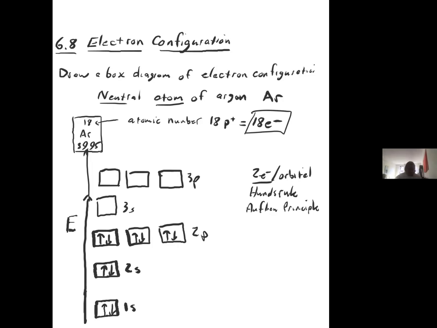So 5, 6, 7. If there were only 7 electrons, then we would have 3 spin up and no spin down in that subshell. But we have 10, 8, 9, 10, 11, 12, 13, 14, 15, 16, 17, and 18. We've now got 18. We're done. This is the electron configuration of argon.